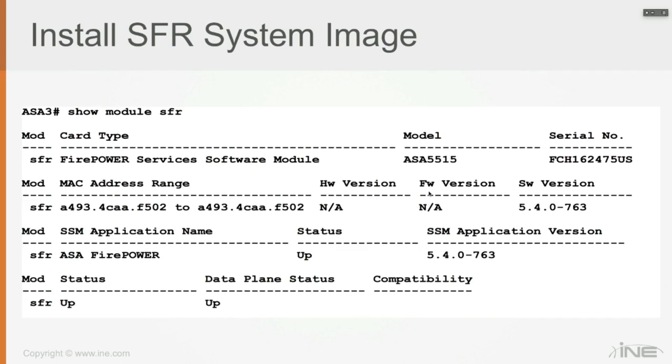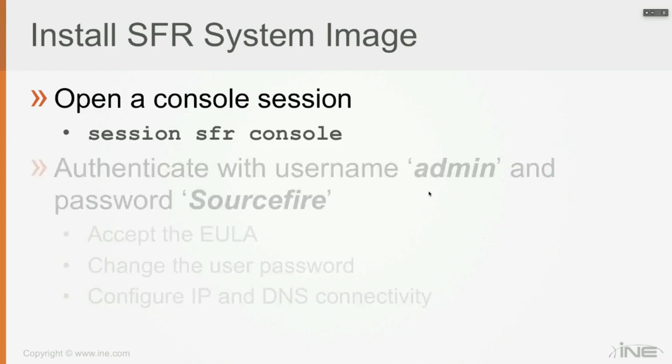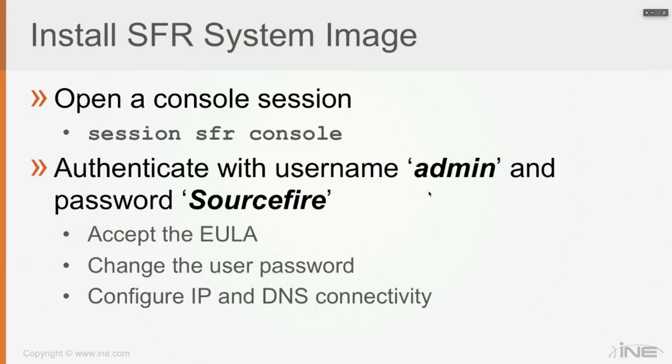So after the installation of the system image and the rebooting, which you confirmed, you say show module SFR, and it has to show up in the app state. Otherwise you're not going to be able to connect to the device further on. You again open a console session, you say session SFR console, but this time you're going to be connected to the Firepower system image. You authenticate this time with the username admin and the password SourceFire. So no longer is the password admin123.